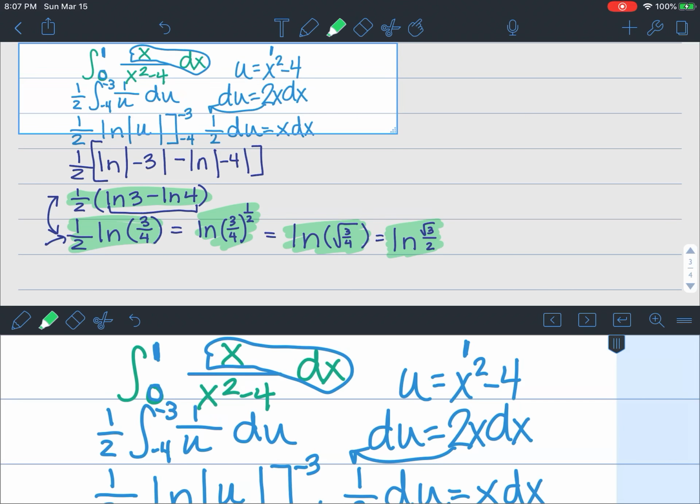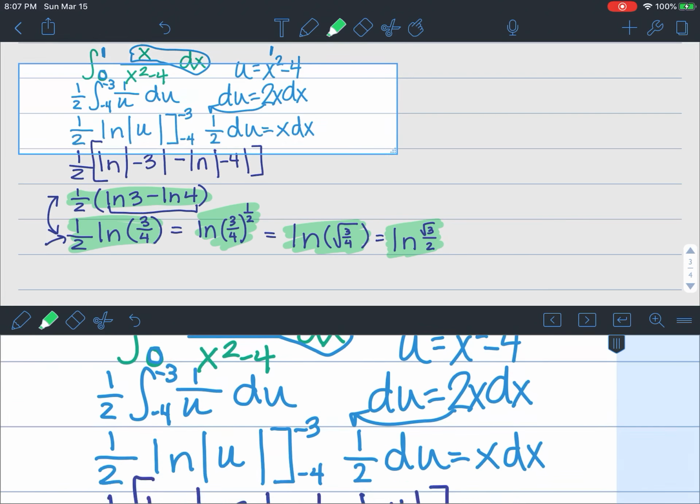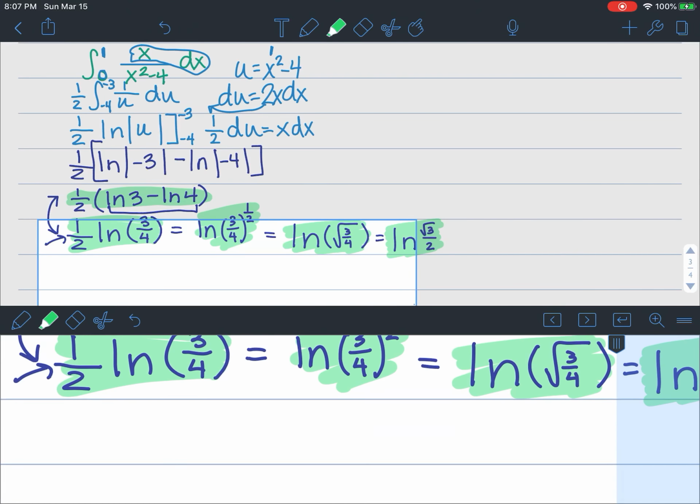Okay, so in summary, if you're using u substitution, you need to change your limits of integration so that they're in the u form instead of in the x form. And when you do that, you do not have to substitute the x's back in at the end as we did with indefinite integration.